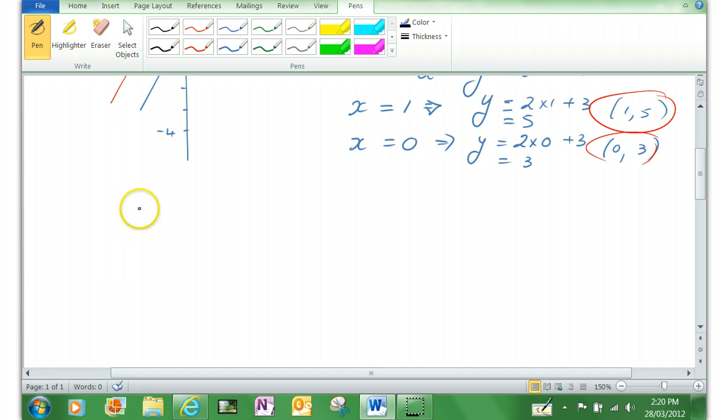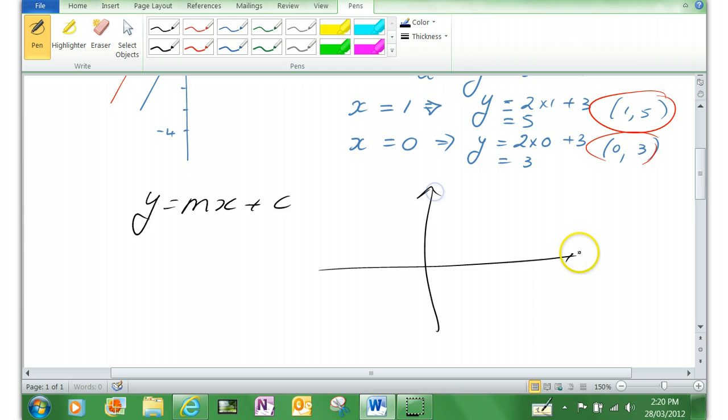So to summarize, if we have an equation of the form y equals mx plus c, this number here controls how steep it is. This number here controls where it cuts the y-axis. So for example, if we have a line, let's just make one up, say y equals 4x plus 2, it'll cut the y-axis at 2 and will have a steepness of 4. In other words, it will go up 4 for every one that goes along, so it'll look like this.